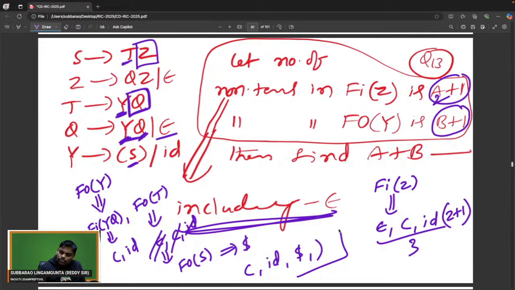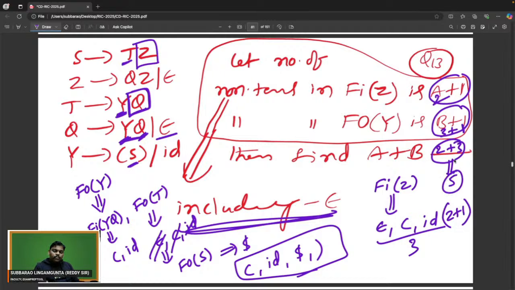So be careful. This is a very, very important one. Open bracket, ID, dollar, closed bracket. So careful everyone. This will go to 3 plus 1, 4. So A is 2, B is 3, 2 plus 3, 5. If anyone didn't get, please take care of this. Follow of Y contains open bracket, ID, dollar, closed bracket.